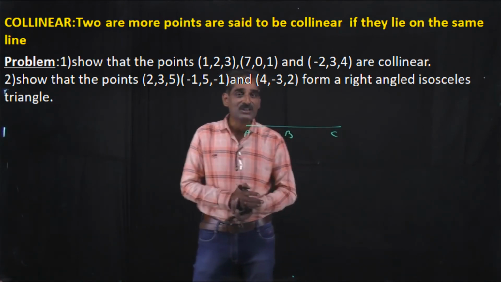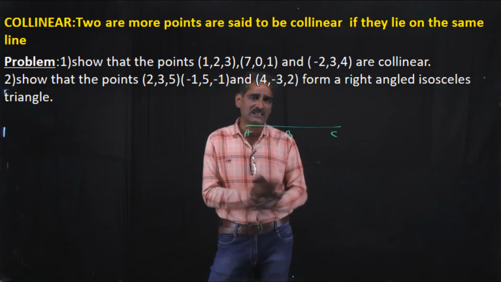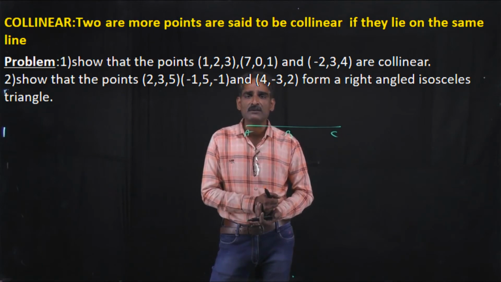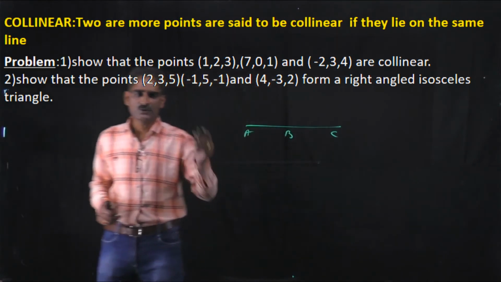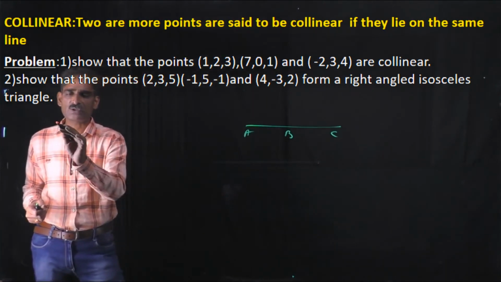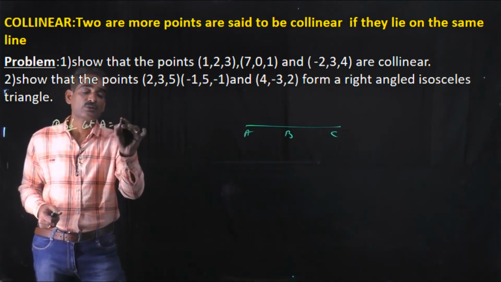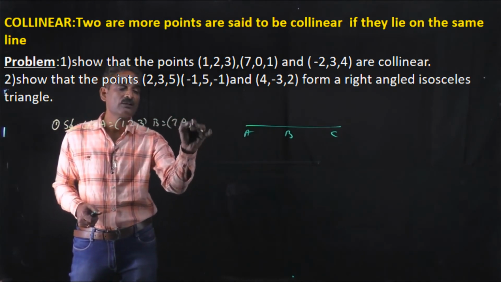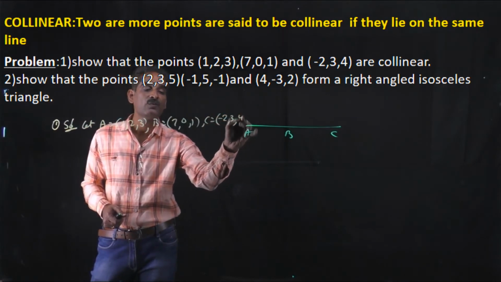With the help of the distance formula, just find the 3 possible lengths: AB, BC, AC. If the sum of any 2 is equal to the third one, we can say that these are collinear. That is possible only if they are collinear. So let us take the given points as A, B, C. Solution for the first one: let A be (1, 2, 3), B be (7, 0, 1) and C be (-2, 3, 4).